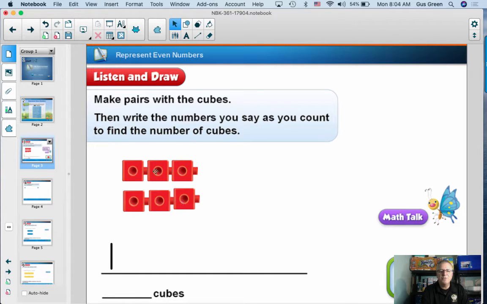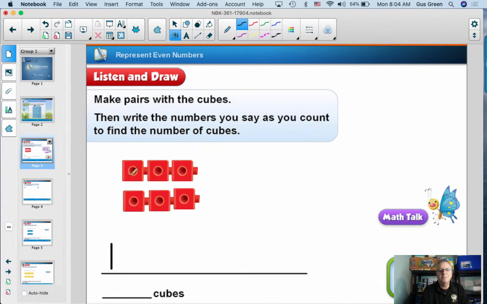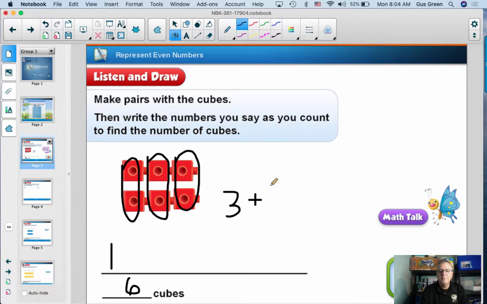So hopefully you've written the numbers 1 through 6 down. And now we're going to double check, similar to what we did in the last lesson. Do these match up? Can I make pairs out of these? Top and bottom, top and bottom, top and bottom. So I do know that these are even and that there are 6 cubes, and 3 plus 3 equals 6. And you can feel free to write all these things out right on your dry erase board as we go through the video.